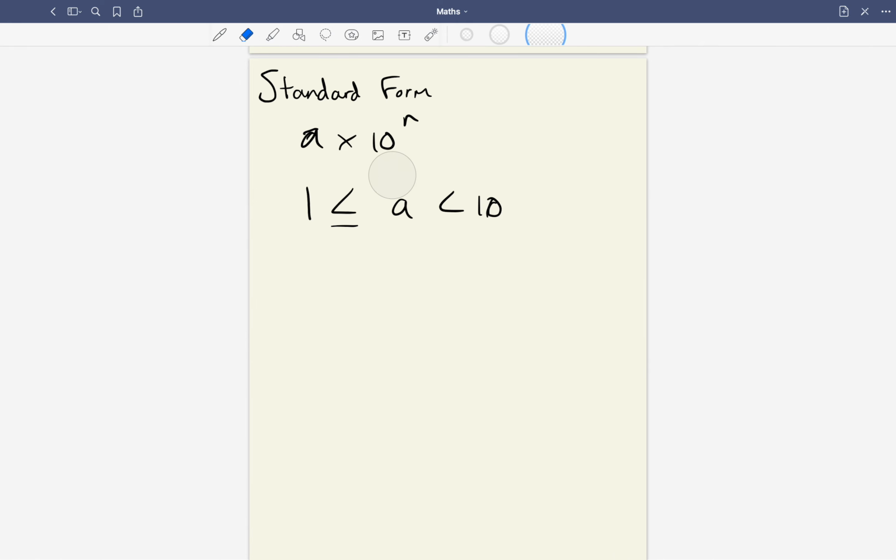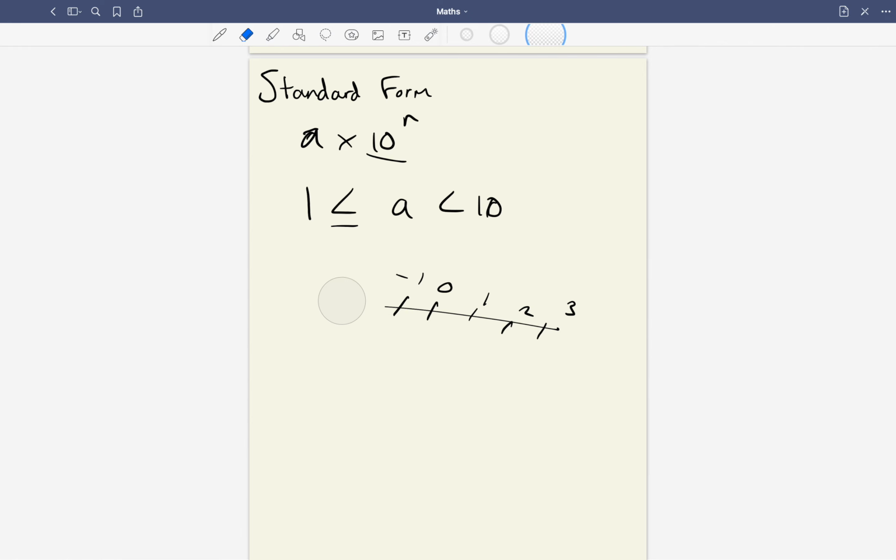So you could have 1 times 10 to the power of n, that's fine because it's less than or equal to, but you can't have 10 times 10 to the power of n because 10 is not in the range because it's not equal to. If that was equal to, then you could, but as it's not, you can't have 10. And it's always times 10, that's important to know, to the power of n. And that n can be any number really, so it could be 1, 2, 3. However, it can also go the other way and be minus 1, minus 2, and minus 3.